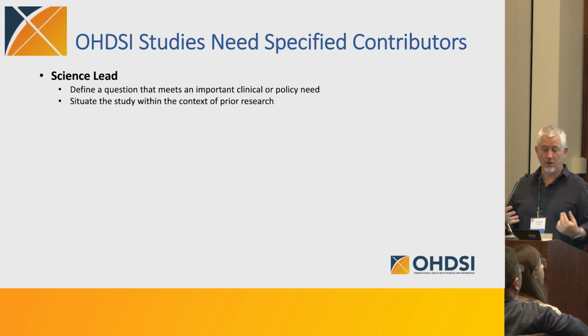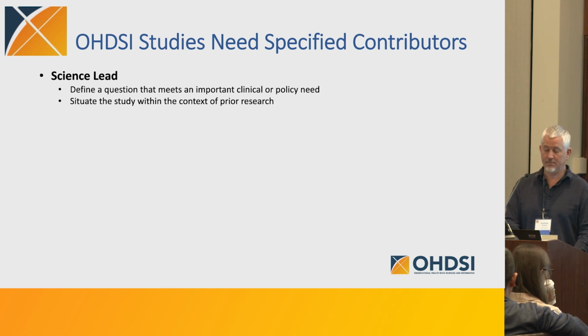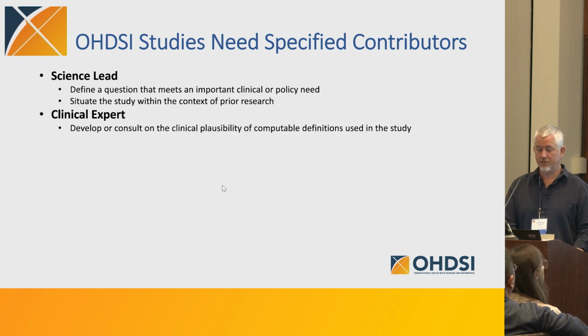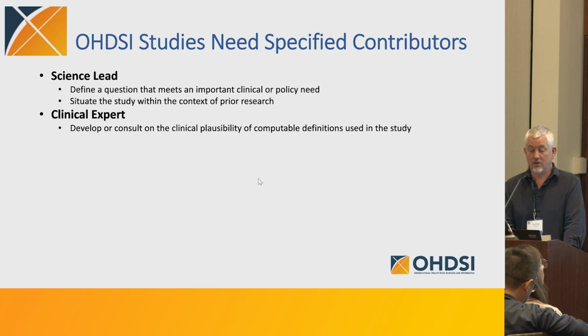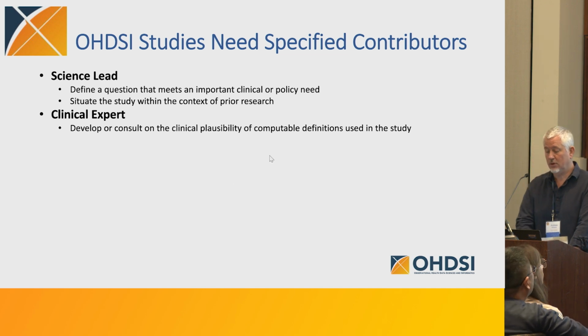So in addition to that set of data and analytics that are standardized and the phases of study, there's also components of who's actually doing the study. This isn't codified to the same extent, and this may represent more my view, but I think it's relatively safe to say you're going to need a science lead who's in charge of defining a question that meets important clinical or policy need and can situate the study in the context of prior research. You're also going to need somebody who may or may not be that same person, who understands the clinical context in which the data are developed and the decision that's being made, or other aspects of the clinical reality, either about the data or the results.